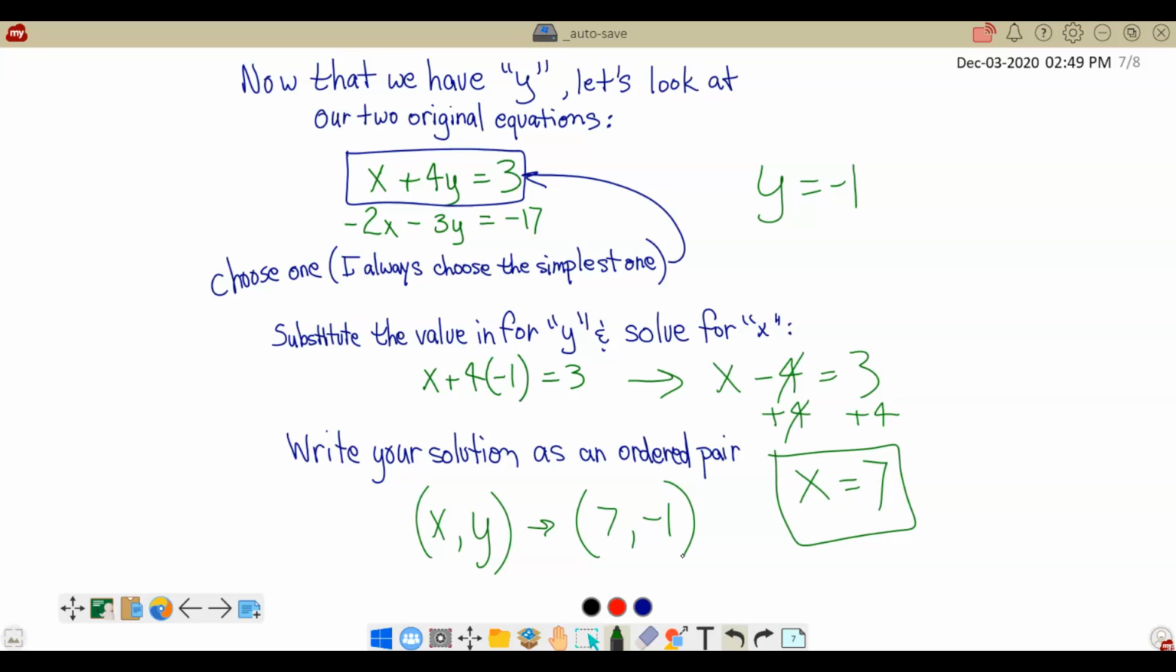Unless you're super sure about your math, I suggest you take these values and plug them back into one of these equations, and you'll find out that they work. They make it true.